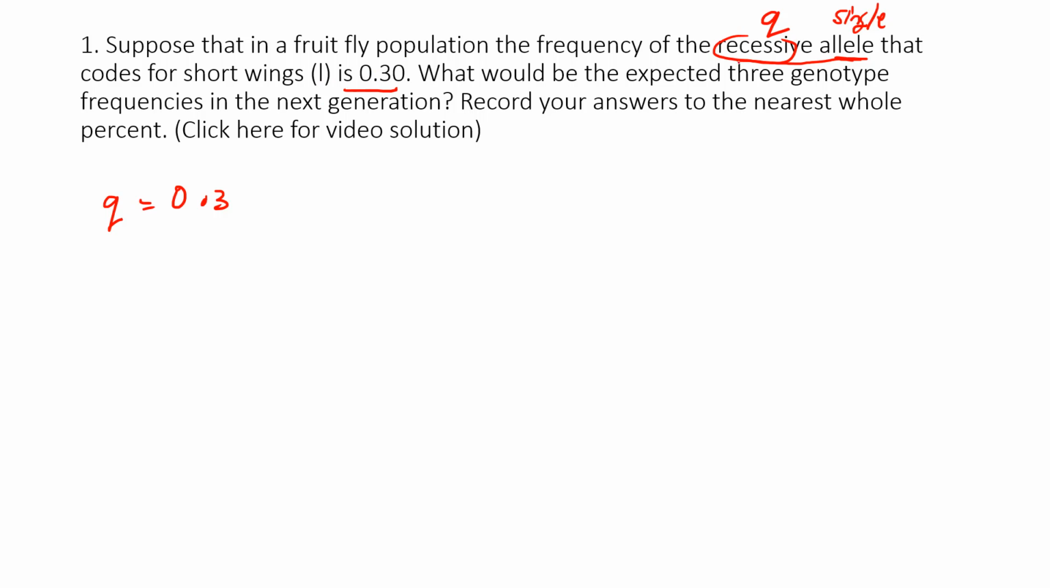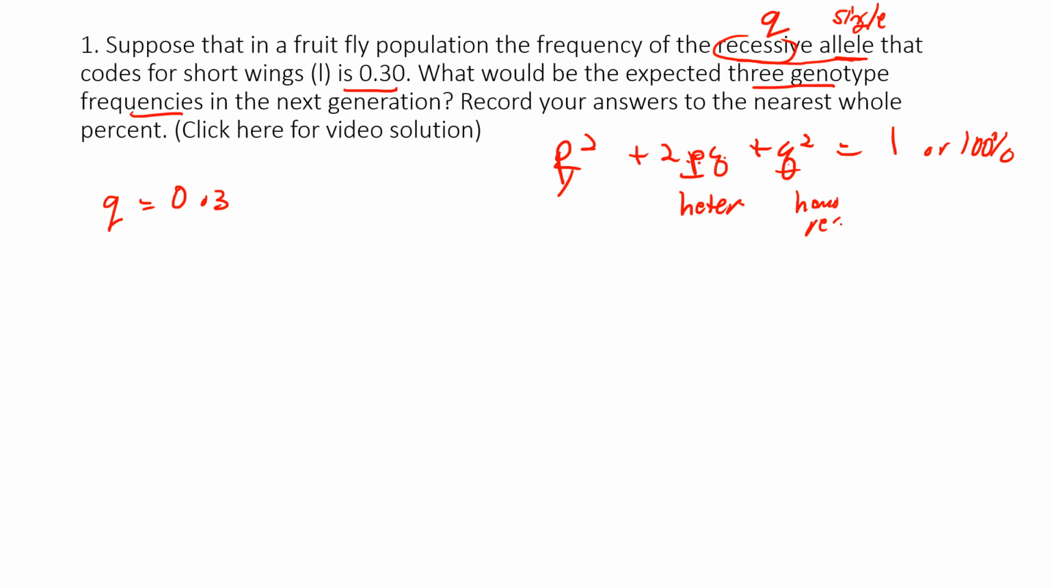Now they're asking what the expected 3 genotype frequencies are in the next generation. So of course we have our formula: P squared plus 2PQ plus Q squared equals 1, or 100% of the population if we're using percentage. P squared is the homodominant. 2PQ, with P and Q being different, is the heterozygous genotype. And Q squared is the homorecessive. Those are the 3 genotypes they're asking for, and all they've given us is the Q value.